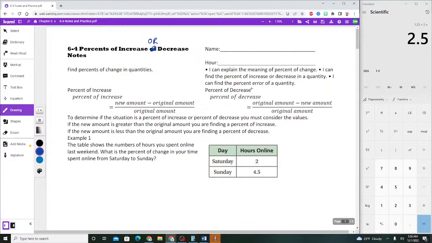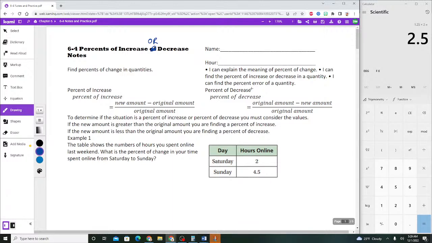And so you might increase 10% for a while, and then your percent increase will start decreasing as well. But it gives you the idea of, hey, I'm not Michael Jordan, but I'm improving. And so percent of increase shows us how we can improve things.